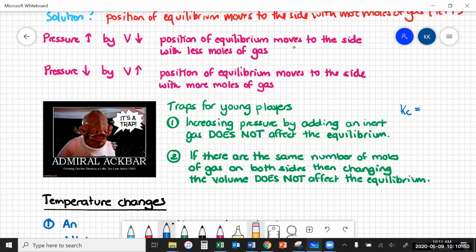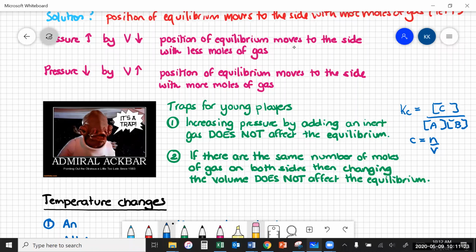Our equilibrium constant is the concentration of C over the concentration of A, concentration of B. What does concentration mean? Moles over volume. So if you injected some helium into the system, did you change the number of moles of C, A or B? No, you didn't. You still left all of that stuff in there, so you didn't change that at all. Did you change the volume? No, the volume stayed the same. You just added an inert gas.